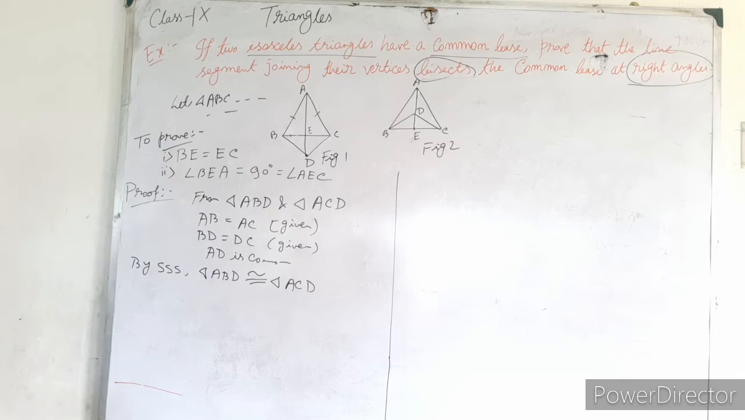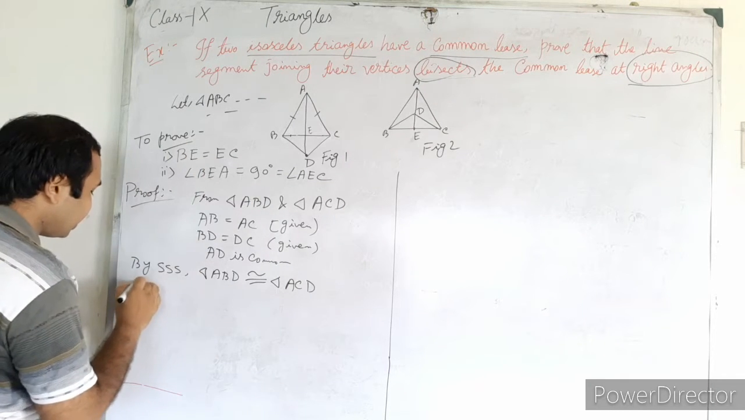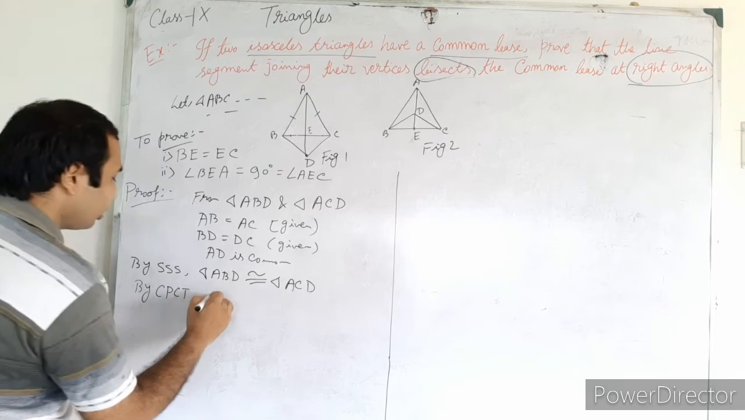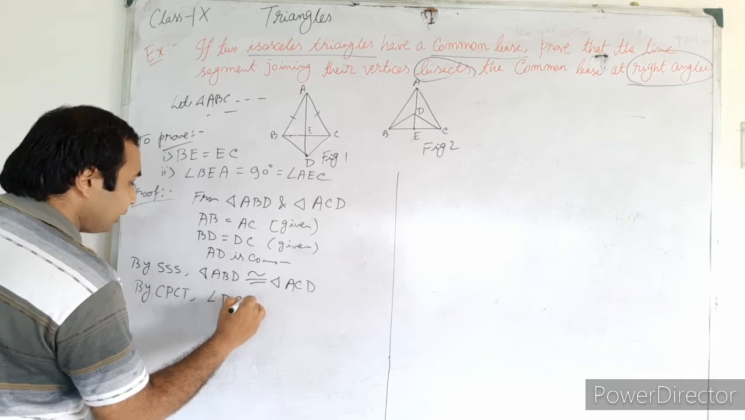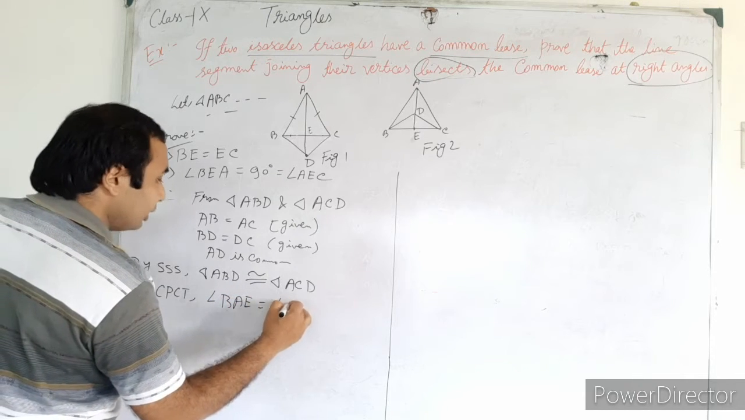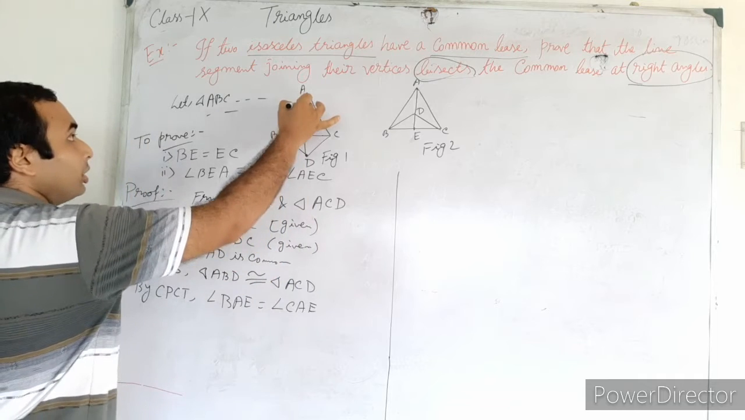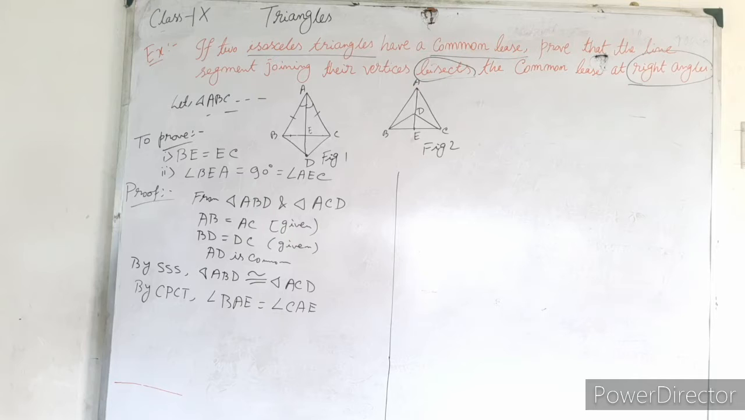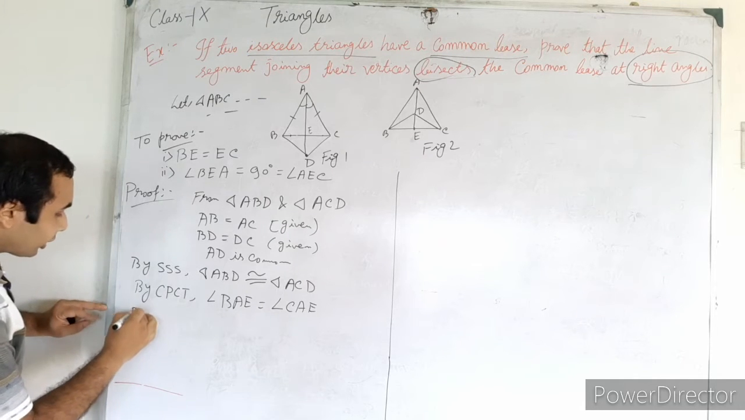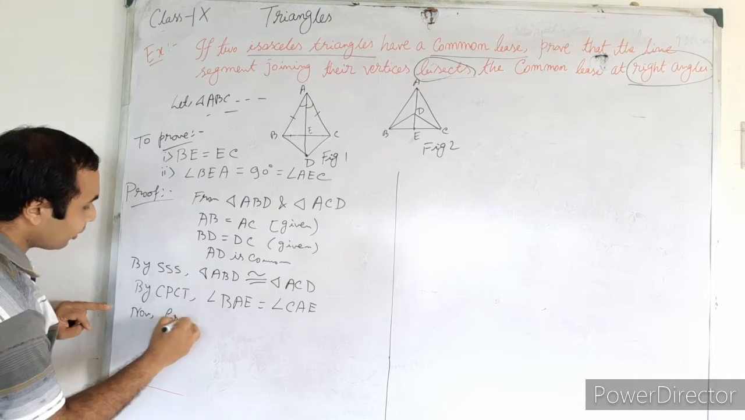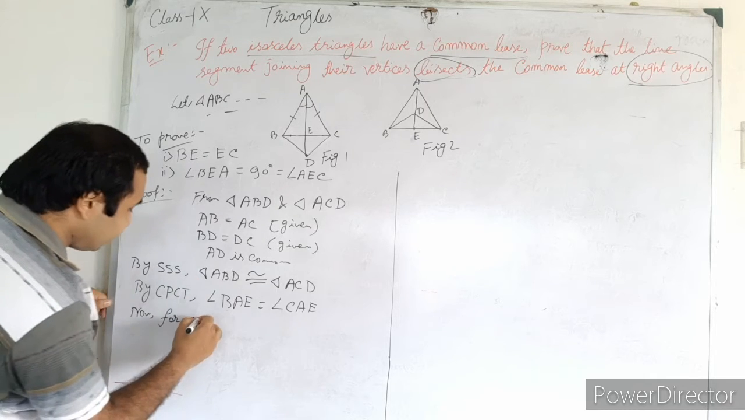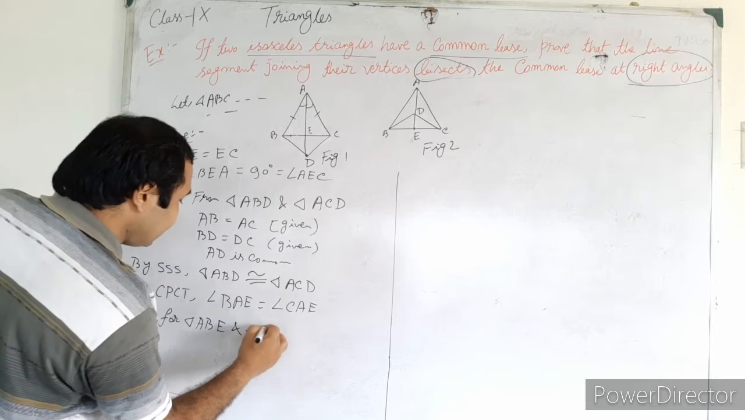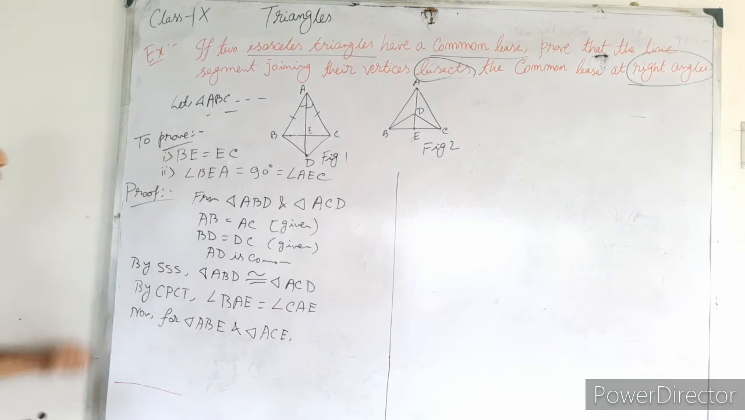Now by CPCT, we can say also angle BAE is equal to angle CAE. That means this angle is equal to this angle. Okay. Now again, for triangle ABE and triangle ACE, what are we getting?